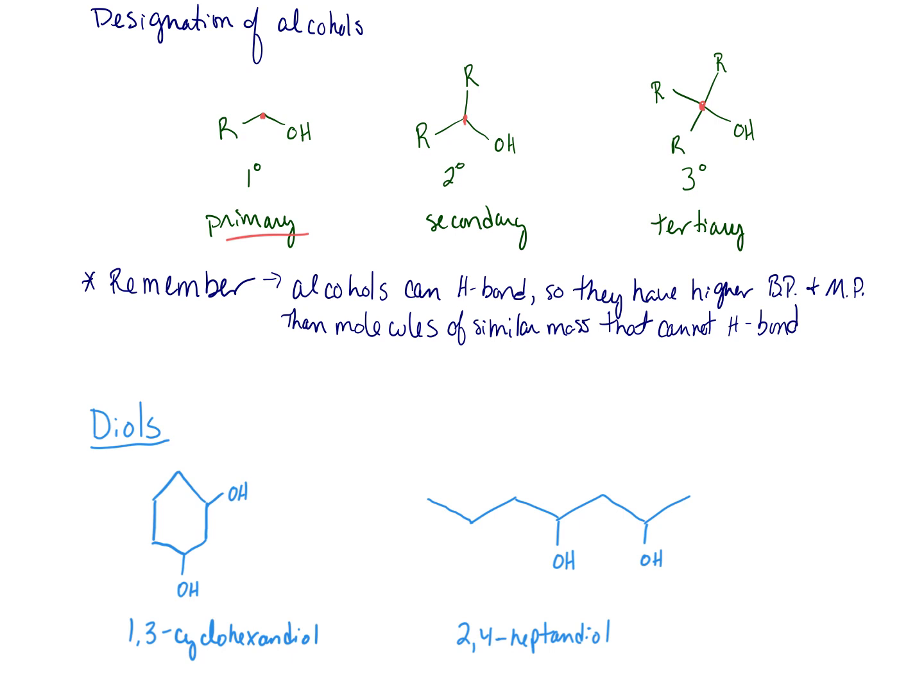Diols are also a thing, and we're going to see how to make those here in a minute. But you have to tell people where both of those OH groups are located, just the same way that we needed to tell people where both of those methyl groups were located. So for example, this is 1,3-cyclohexanediol. So this would be 1, 2, 3, or you can number it the other way. It's the exact same thing. And this would be 2,4-heptanediol as an example. Okay, other substituents can definitely be in there as well. So do be aware of that.